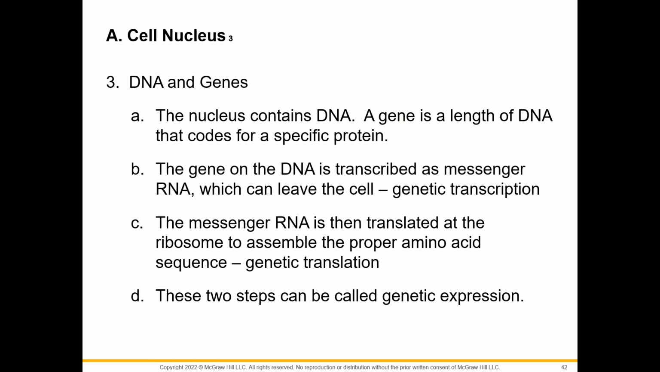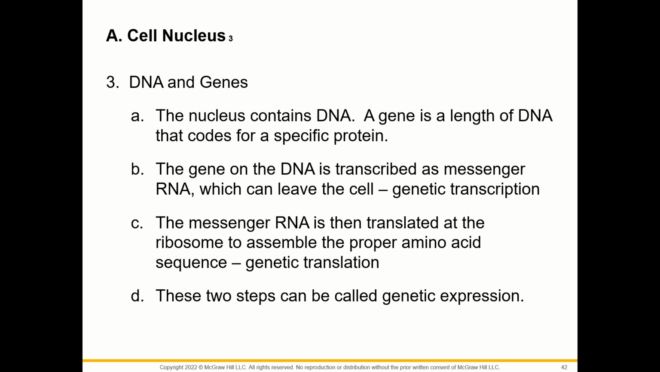So DNA and genes. The nucleus contains DNA. A gene is a length of DNA that codes for a specific protein. The gene on the DNA is transcribed as messenger RNA, which can leave the cell. This is called genetic transcription. And so to scribe or write a script is to write something down. And that's what we're doing here. We're writing the gene of the DNA onto a molecule of RNA. And the reason we do this is because the RNA can leave the nucleus, whereas the DNA cannot.